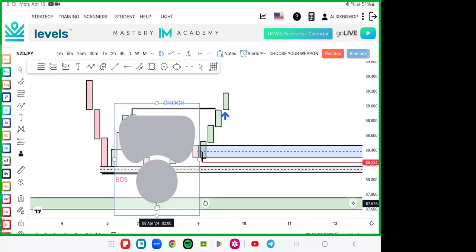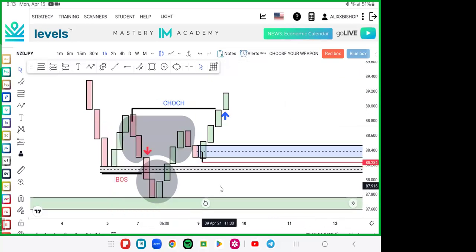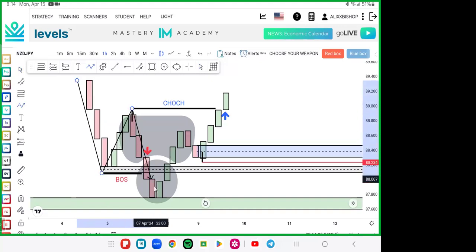Right? You see how this low area would be my head, and where the BOS is going to be my shoulder, right? Check me out. Shoulder, neckline, the head, change of character. You guys see that? Give me a 2 if this is making sense, and give me a question mark if you're lost.